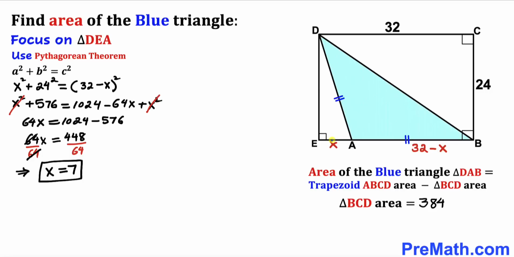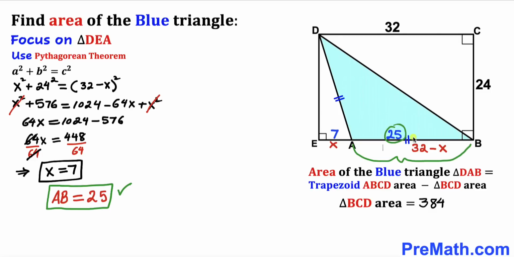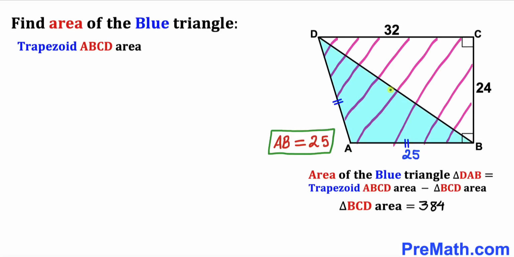So thus we can see that this x value turns out to be 7 units, and this 32 minus x is going to become 32 minus 7, which means this side length is going to be 25 units. So thus our AB length turns out to be 25 units. And here's our next step. Let's go ahead and calculate the area of this trapezoid ABCD.